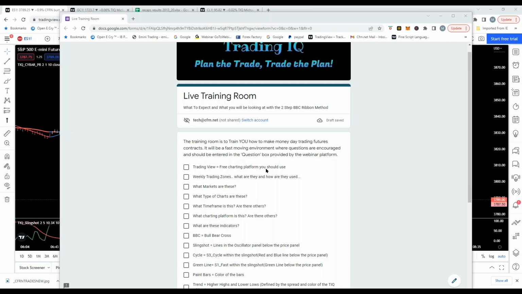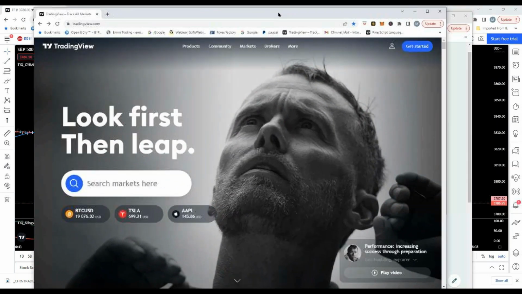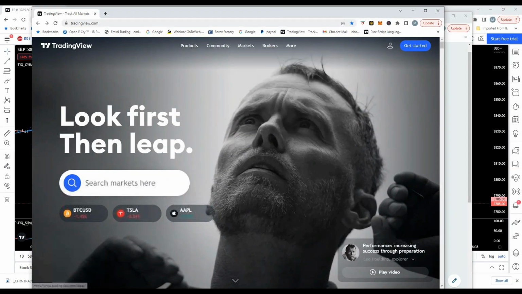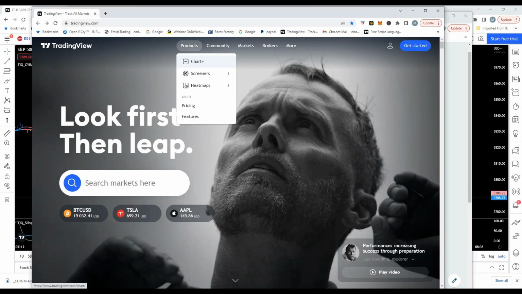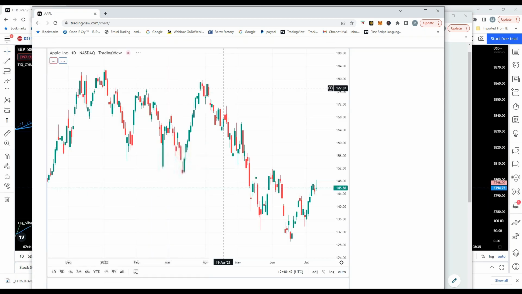This is a free charting platform. I'll show you how to get it right now. All right, and that is what is running behind the scenes right there. But to get TradingView, go to TradingView.com. Now, don't click Get Started right here. Just go over here to Products, click Chart Plus. That's going to bring up a random chart like this.